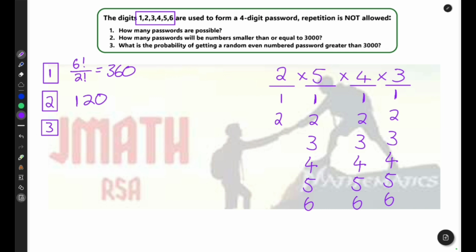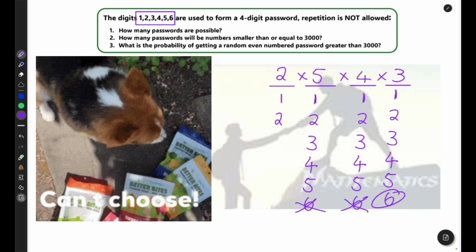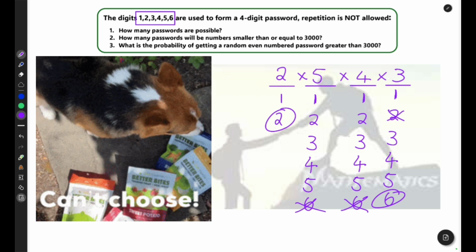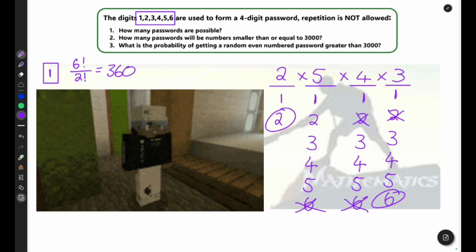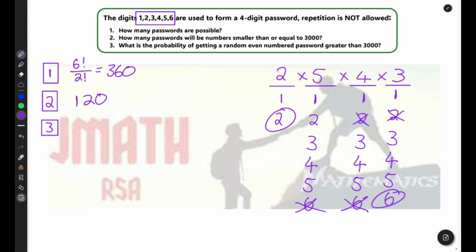Question 3, what is the probability of getting a random even numbered password greater than 3,000? Now, this is the most difficult password question that they can ask. Maybe it doesn't look that way, but if you need to think and compensate for everything, that if I choose a 6 there, I cannot choose a 6 there, but what if I choose a 2 there, then I also need to not choose a 2 there or there, and it's almost impossible. So let me show you a possible way to do this. There might be others, but this is the one that I found as the easiest.